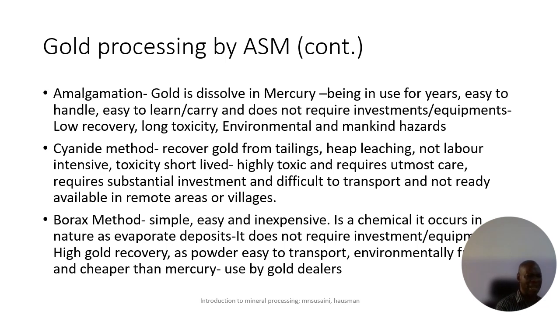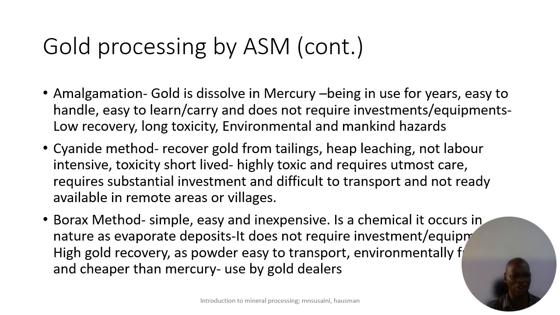Now, in gold processing by small scale miners, by the amalgamation method, gold is dissolved in mercury, which has been in use for years. That is dangerous. It's not supposed to be done. In fact, globally now, if your gold has any percentage of mercury, nobody will buy from you. It's easy to learn and carry out, and it does not require investment in equipment. But there's low recovery, there's toxicity, there's environmental hazard and human hazard. So that method is not allowed.